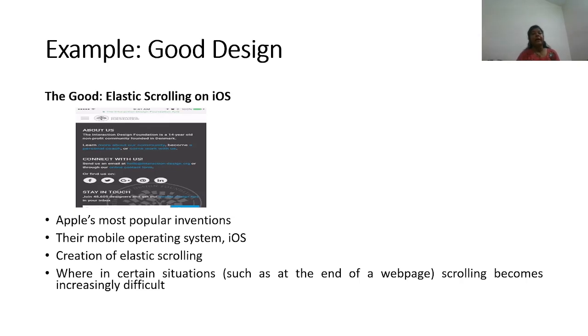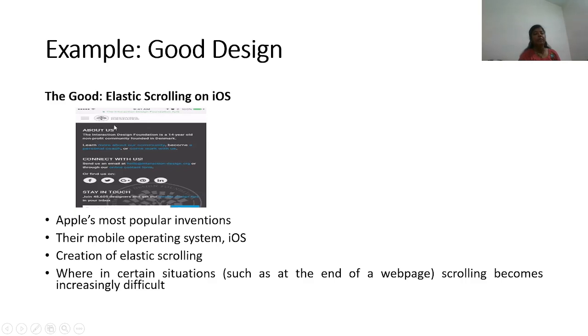Now considering the similar user experience, we are discussing here the instance for the good design. Here we are discussing the elastic scrolling on the iOS. You can see in this diagram we are having the various options. It's about us, we are having the learn option, we are having the connect with us option, and we are having the multiple social media platforms available here: Facebook, Twitter, Google, LinkedIn, likewise. And then it is giving us the information for stay in touch or for contact us.